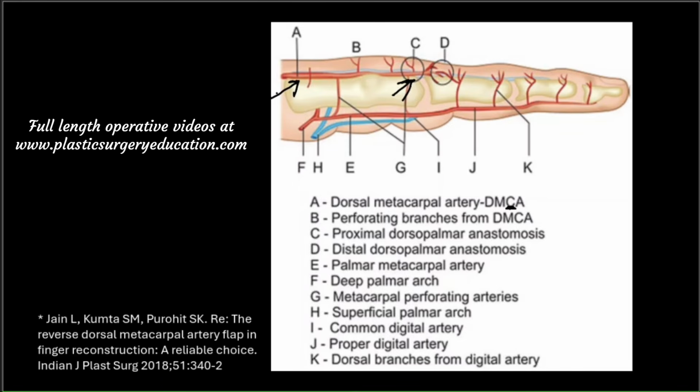Now, if we see F, it is the deep palmar arch. The deep palmar arch traverses in this particular fashion and communicates with the dorsal metacarpal artery, and at that point also it gives a perforator. In this case it is D, which forms the basis of the extended Quaba flap. So these are the differences.